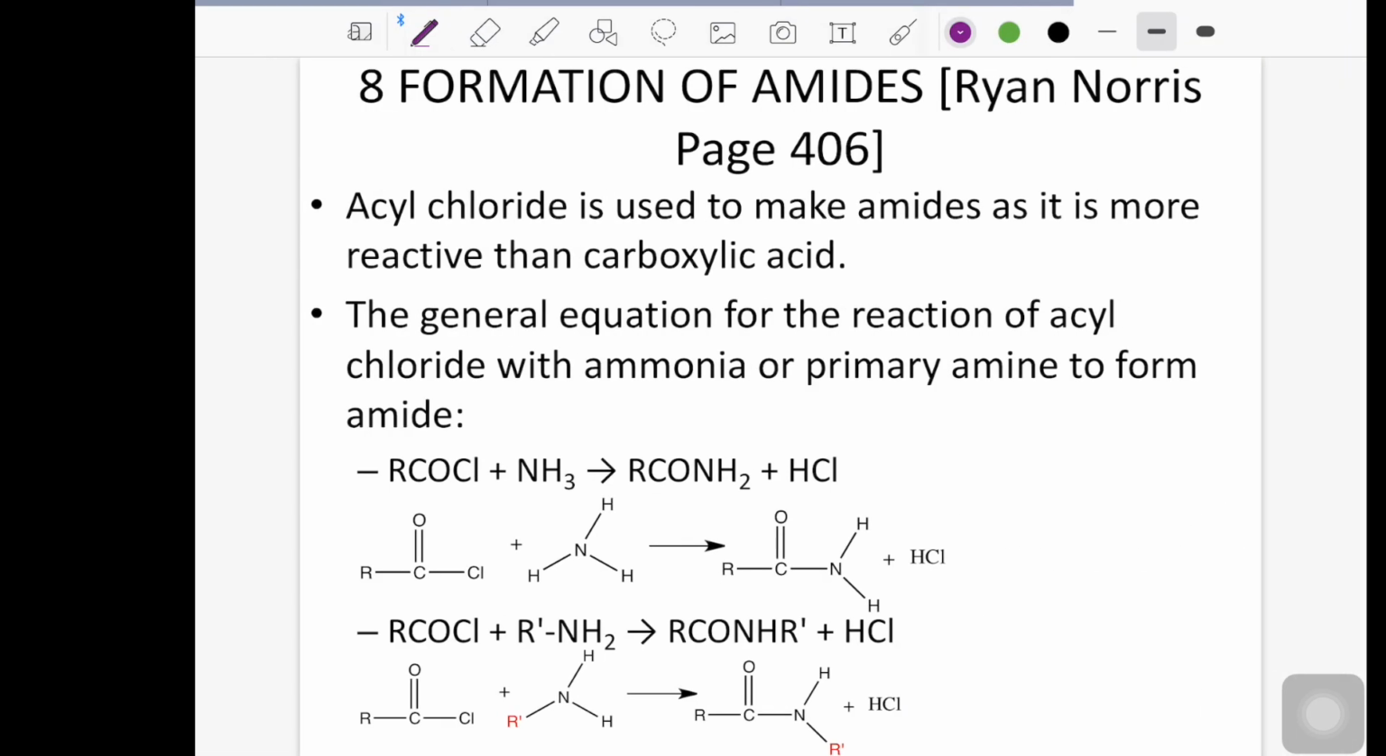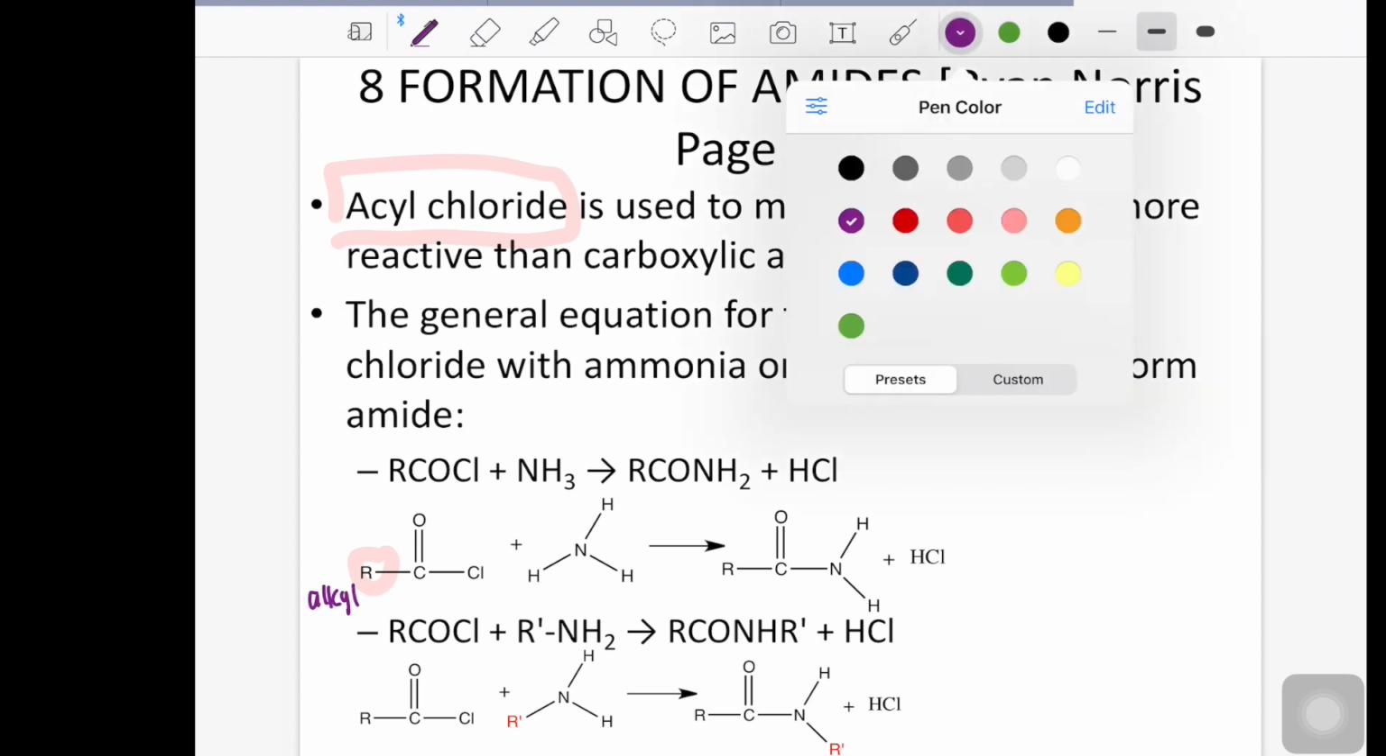Next. Actually, to form an amide, you would need a carboxylic acid, but as I said, acyl chloride is the more reactive version of carboxylic acid, so this is why acyl chloride is used to make amides. So the general equation for the reaction of acyl chloride with ammonia or primary amine to form amides. So this is the structure of RCOCl. Remember that this R group can be an alkyl group, methyl, ethyl, propyl, etc.